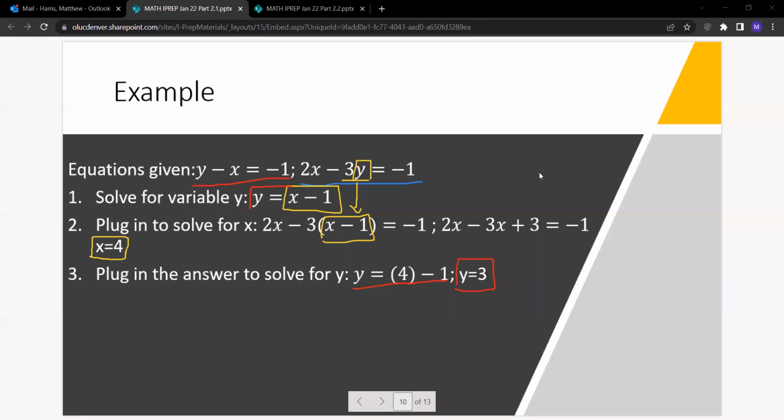So as you can see, we can get both of our variables just by following the steps we had on the last page. And if you need to go back and look, I would definitely do that and write those down in your notebook because they are very helpful and very important to know.